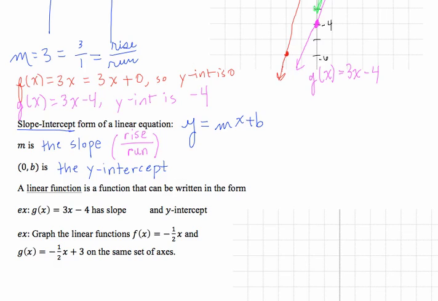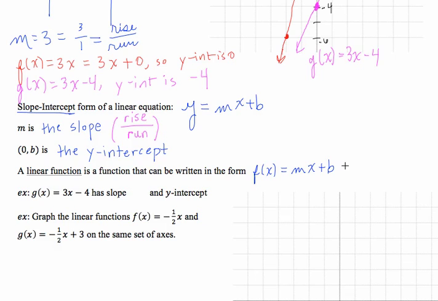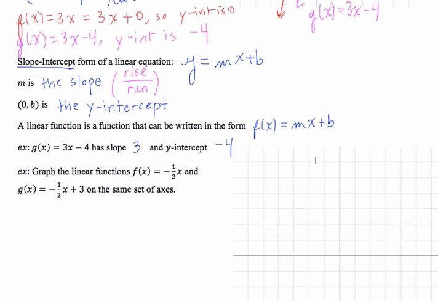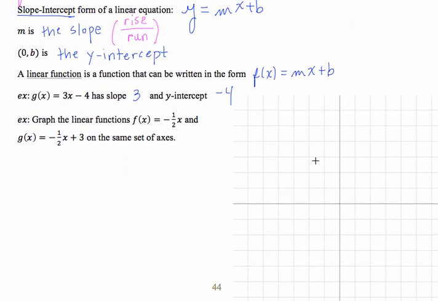So a linear function, as opposed to a linear equation, is a function that can be written in the form f of x equals mx plus b, or f or g or whatever the function name is. But the point is you have a function name instead of y is equal to mx plus b. So if we were to write it like that, as I said previously, g of x equals 3x minus 4, the example we just did, has slope 3 and y-intercept negative 4 because it is a linear function. So let's do a little bit more work with linear functions here.